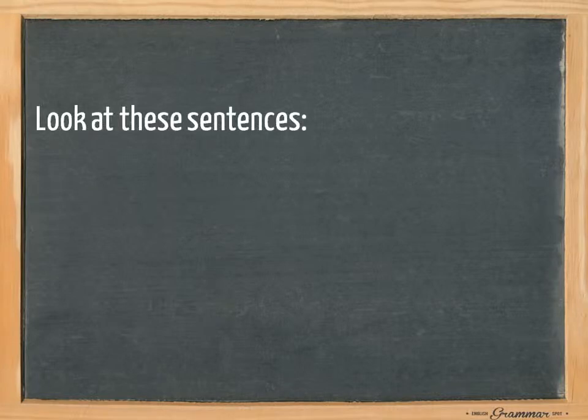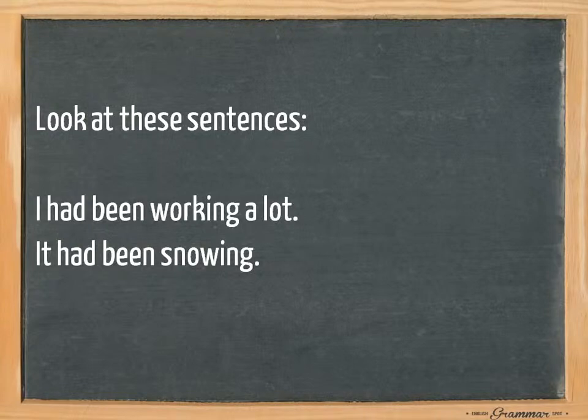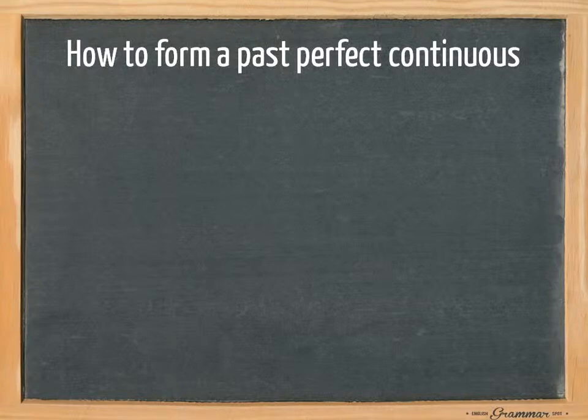Take a look at these sentences. I had been working a lot. It had been snowing. They are both in the past perfect continuous tense. How do we form a past perfect continuous?